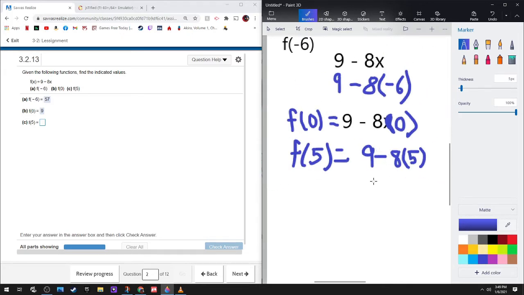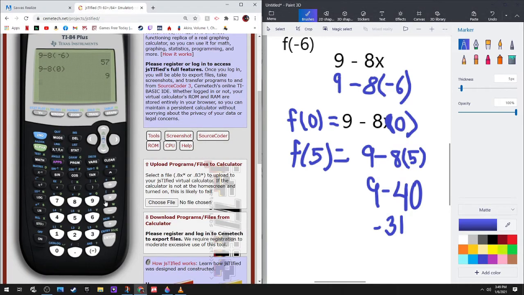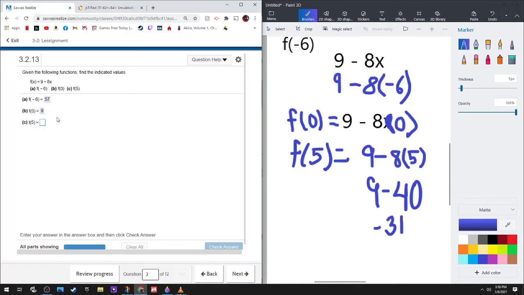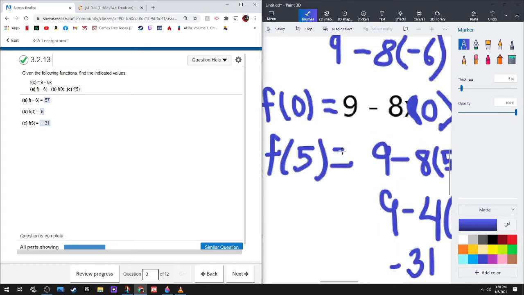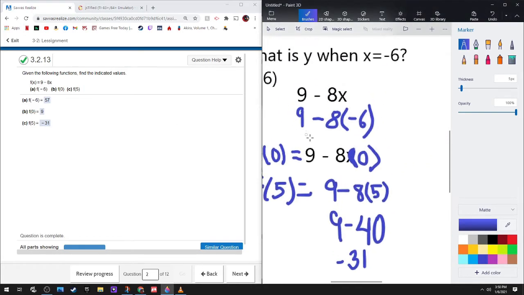So 8 times 5 is 40, so 9 minus 40, I got negative 31. And again, I'm doing this over and over again on the calculator because I want to assure you that there is nothing wrong with double checking these things in the calculator or just having the calculator do it for you. Hooray! So cool. That I just plug stuff in. That's not hard. Correct, it's not.